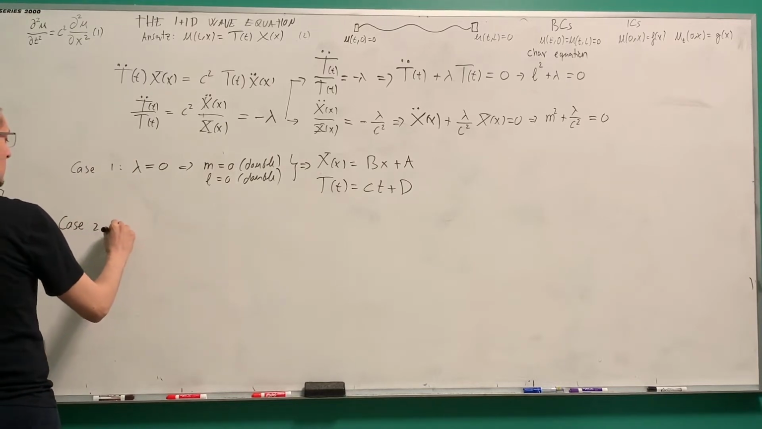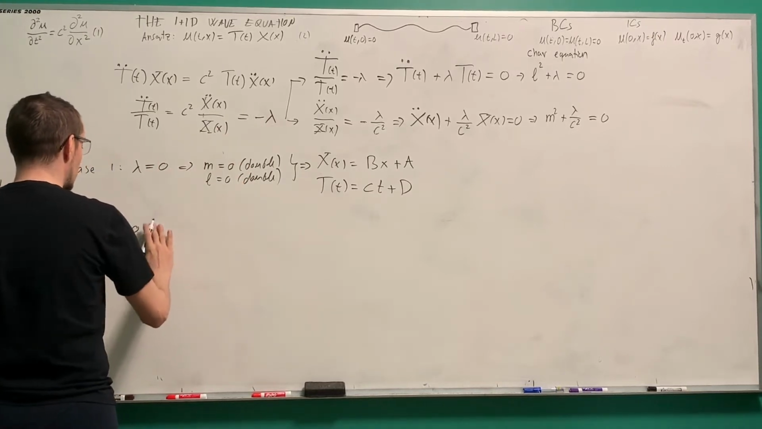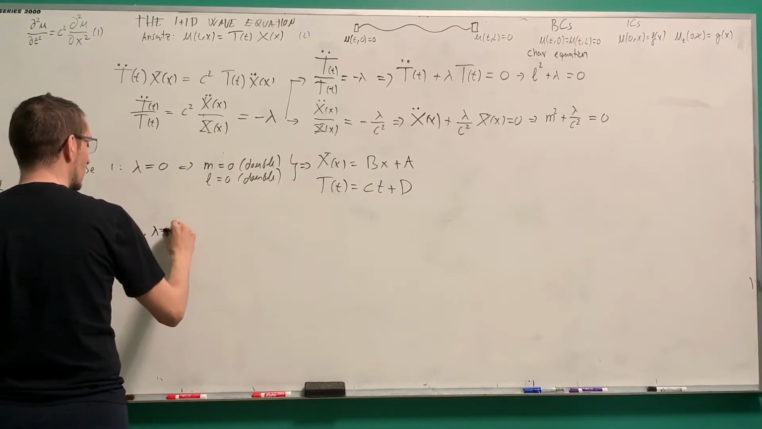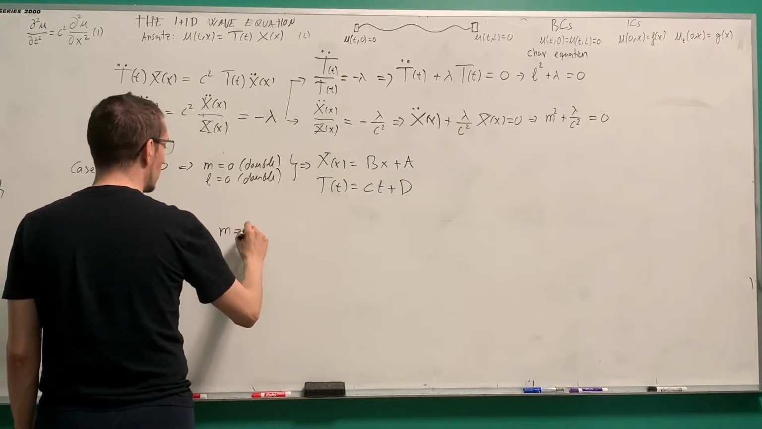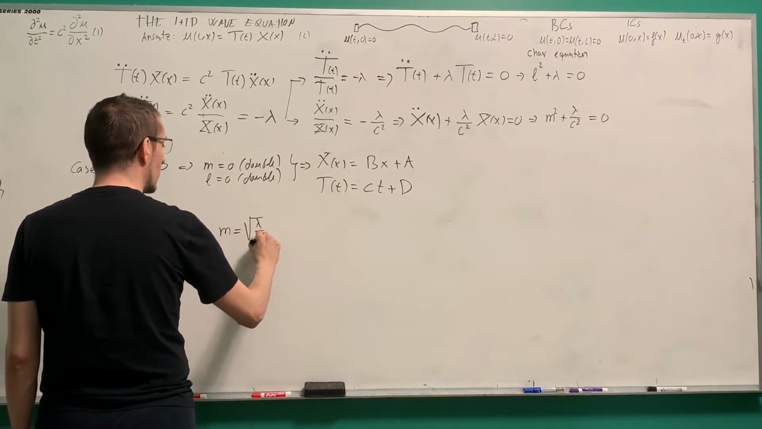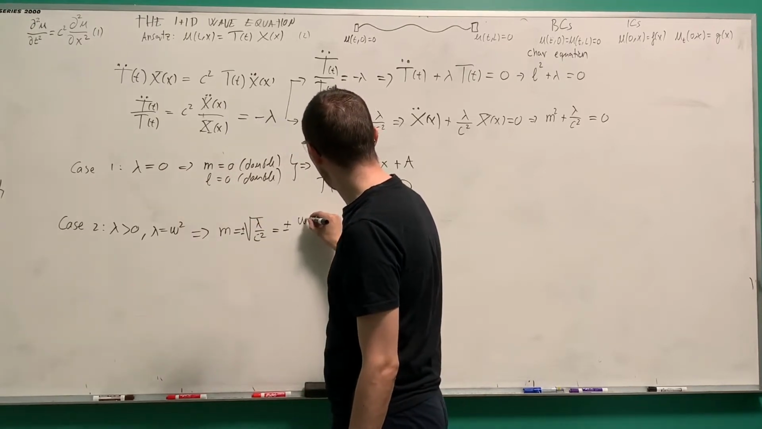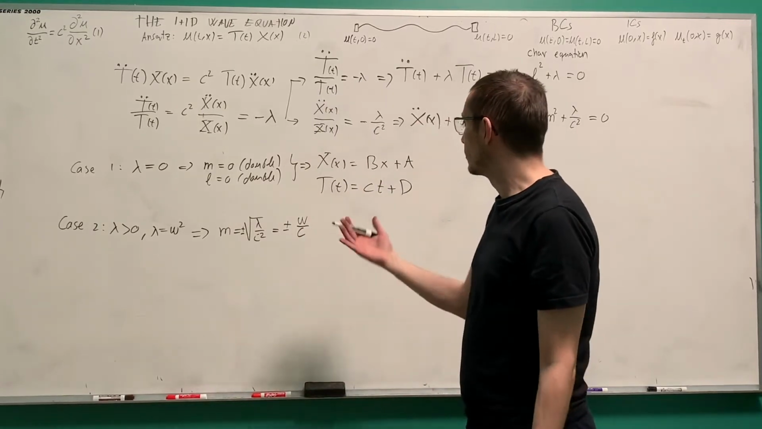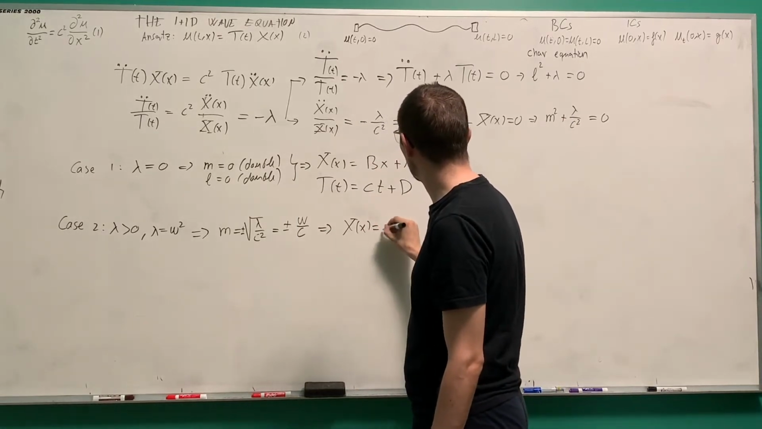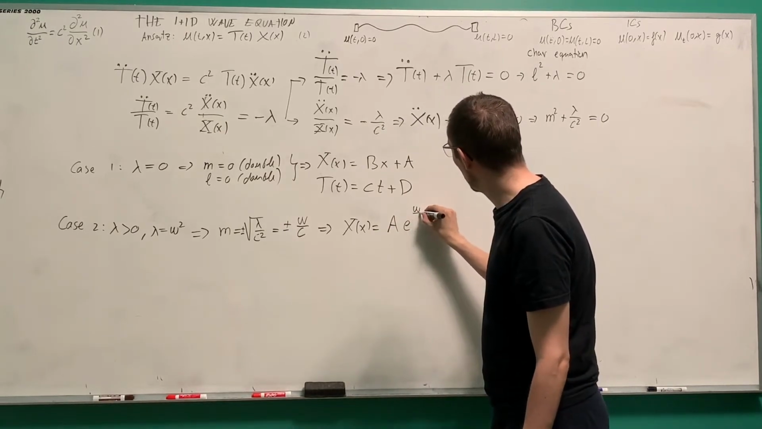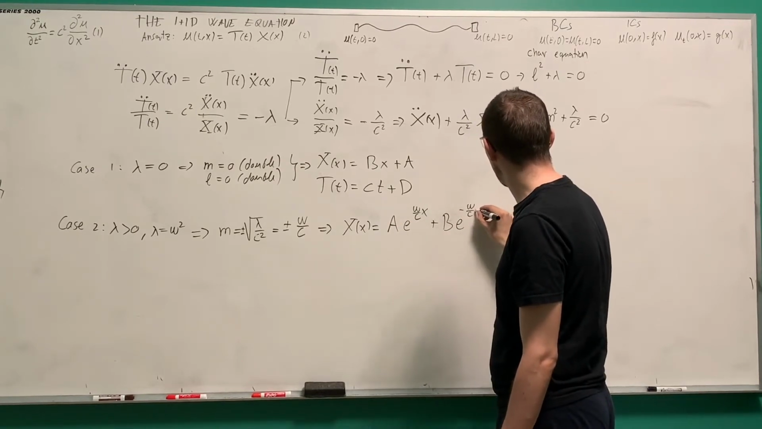Case 2 is lambda larger than 0, and in this case, let's call lambda equal to omega squared, okay? And then that means that m, which is equal, of course, to the square root of minus lambda over c squared, in this case is equal to plus minus omega over c, two roots. All right? So there are two real roots, and that means that the solutions are of the form X of x is equal to a e to the omega over c x plus b e to the minus omega over c x.